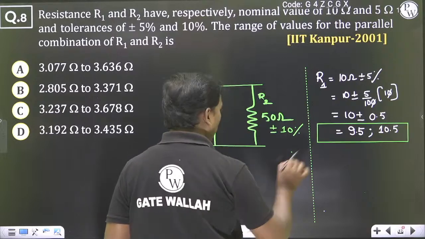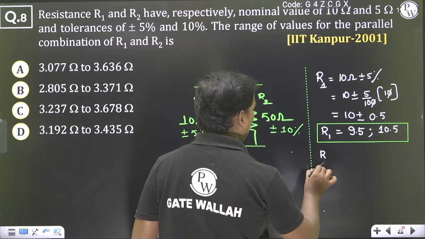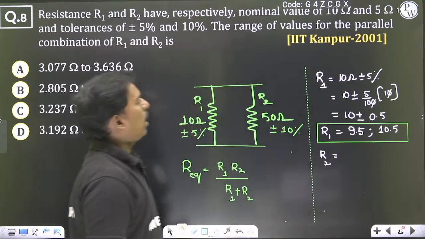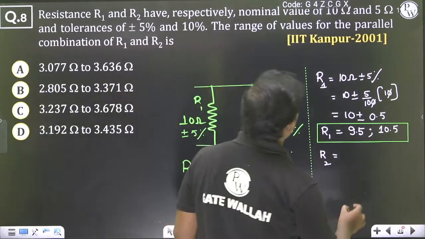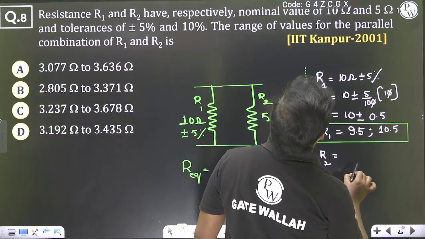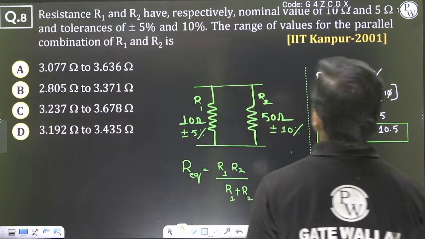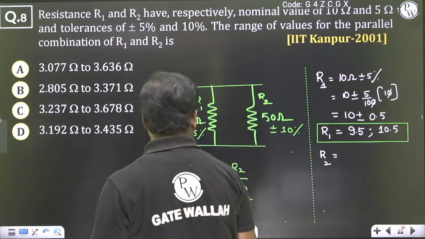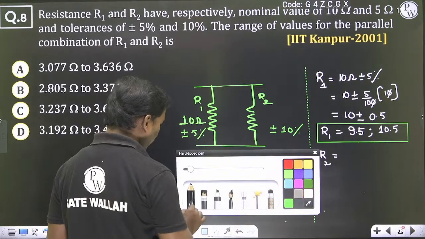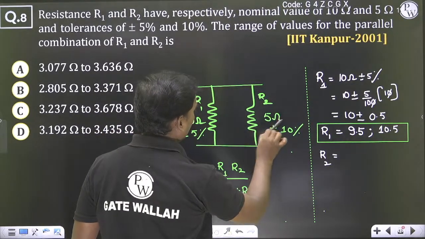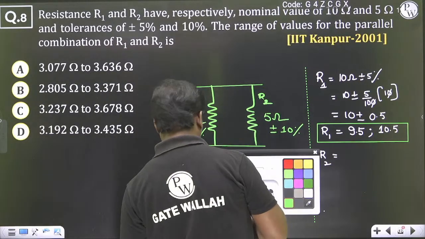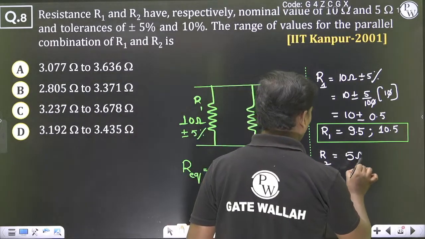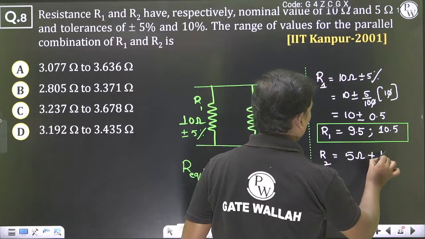So this is a possibility for R1. Similarly, what is the possibility for R2? R2 is 50 ohms plus or minus 10%. This is 10 ohms and 5 ohms. I think it's 5 ohms, right? Don't make the mistake. It's 5 ohms. Are you understanding? These are 5 ohms. Very good. So let us take these 5 ohms plus or minus 10%.